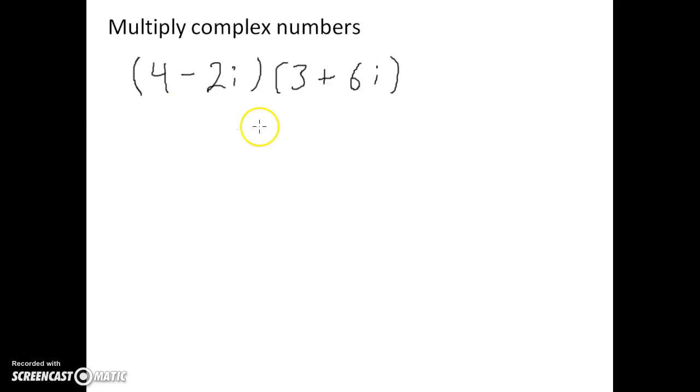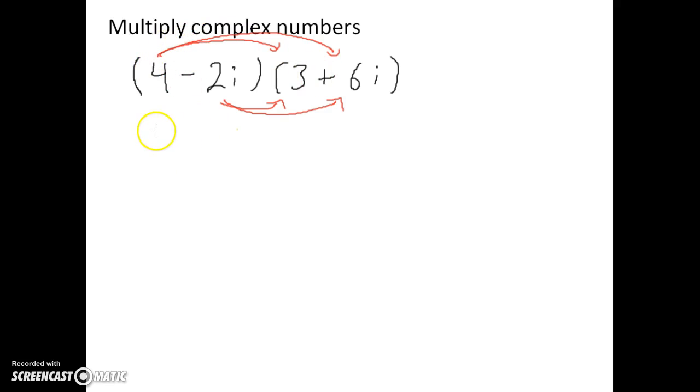Let's take a look at one more example. So same basic idea. We're going to take everything from the first set of parentheses, multiply it to everything in the second set of parentheses. Okay, so this first step that I'm doing here, I like to write down so it reminds me of what I'm doing. You don't have to as much if you don't want to.